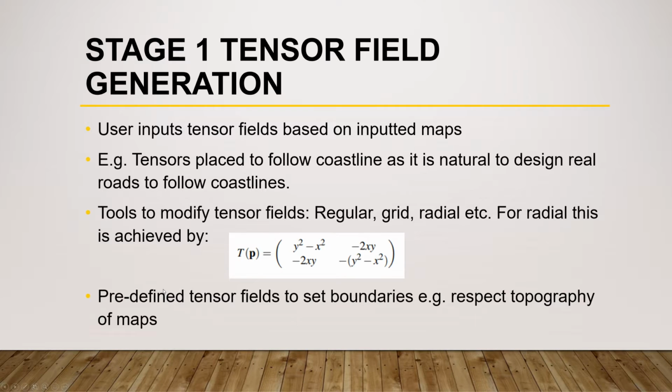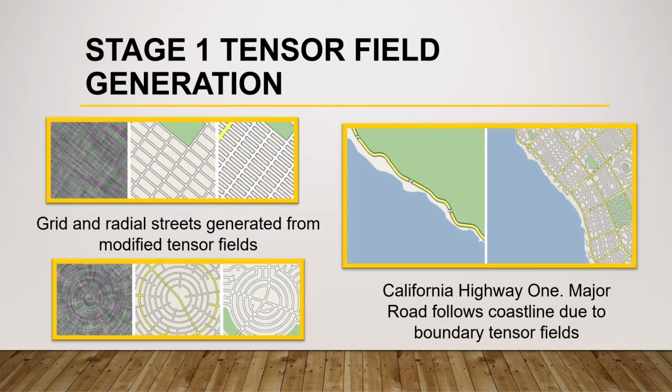There are other ones that the user can input, which are predefined tensor fields. So you can set boundaries, like I said, to respect topography. In the previous example, they set boundaries by the river, so that roads won't go over the river. Another example would be maybe there's a volcano or something. The user can put tensors around the volcano so that roads don't get generated over the volcano, because that's not really what happens in real life. We don't build roads on volcanoes.